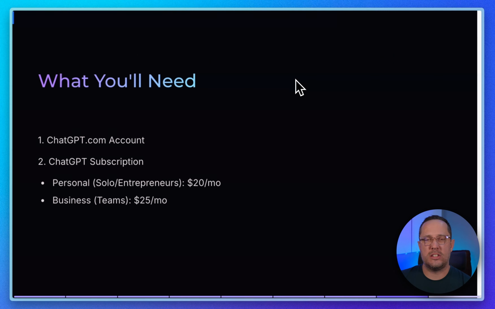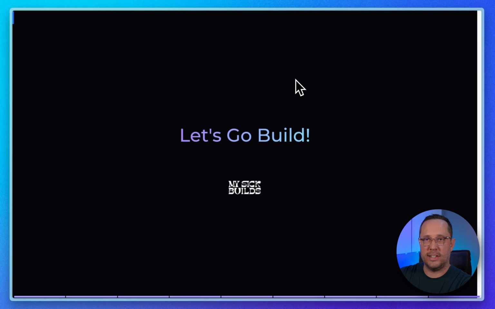Okay, so what you'll need to get started is a ChatGPT account, which you can get at chatgpt.com. From there, you will also need to upgrade to ChatGPT Plus, which ranges from $20 to $25 a month right now. If you're a solopreneur or entrepreneur, you're probably just going to want the $20 a month personal plan. For businesses and teams, you're going to want the $25 a month plan, because you can invite people to your GPT so other people within your company can have access to it.